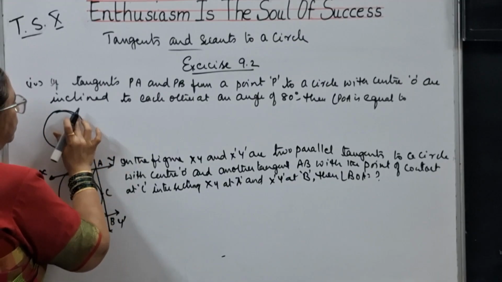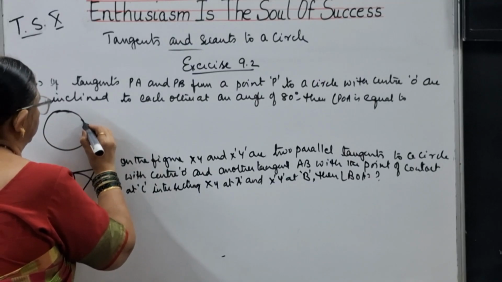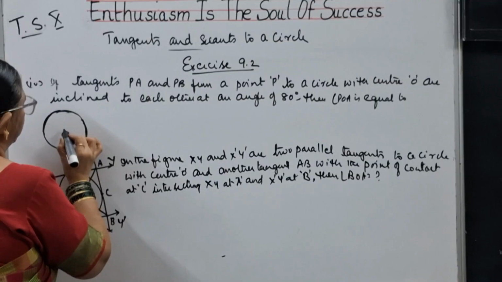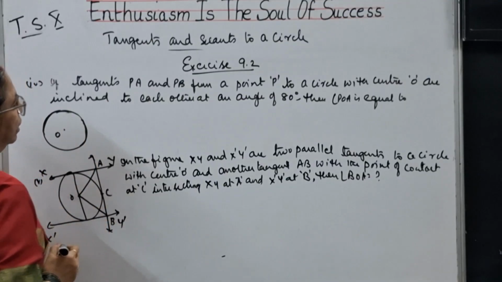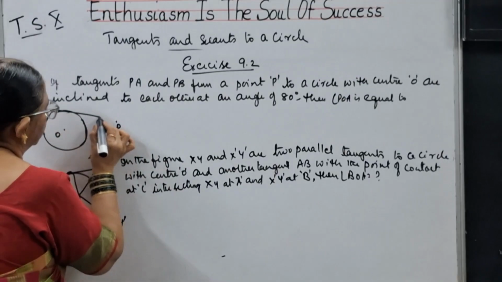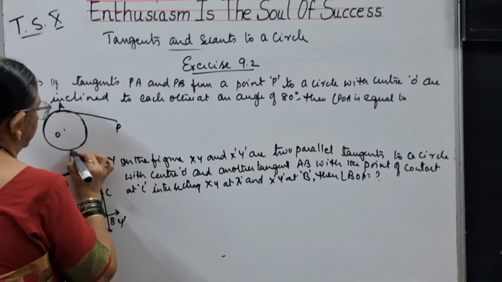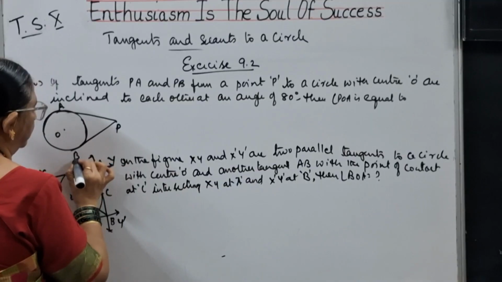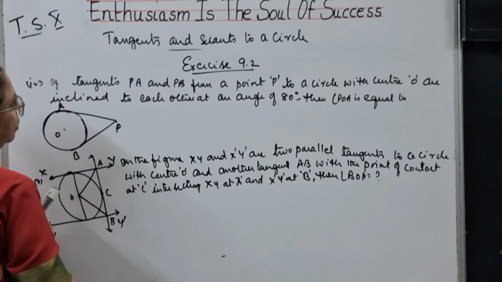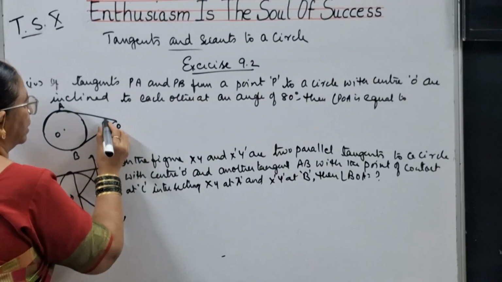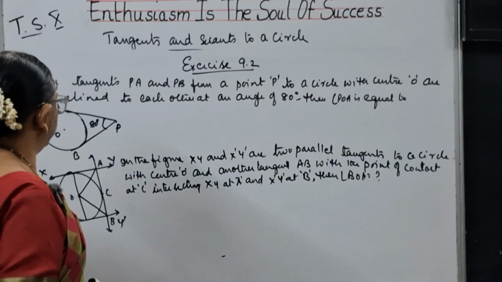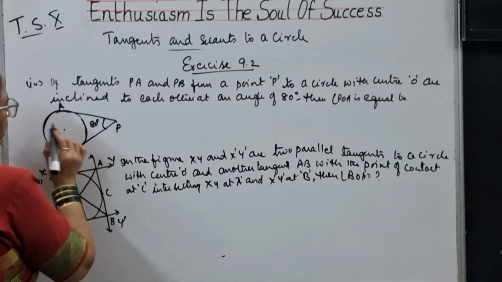Suppose this is a circle with a center O. PA and PB are two tangents to the circle with center O, and these tangents are inclined at an angle of 80 degrees. This is 80 degrees. Then what is angle POA?